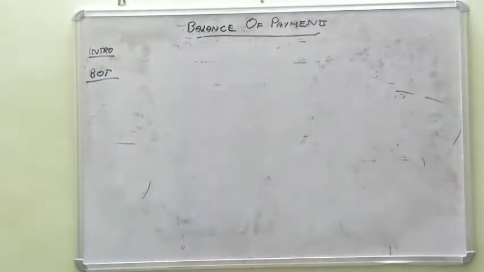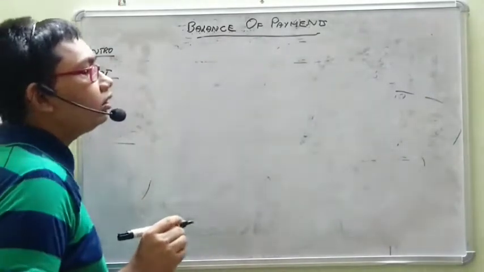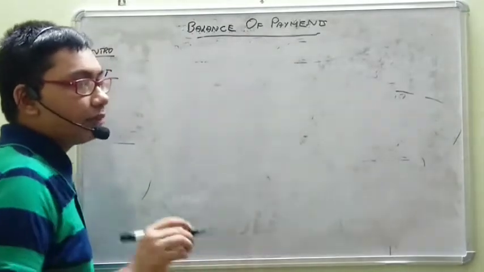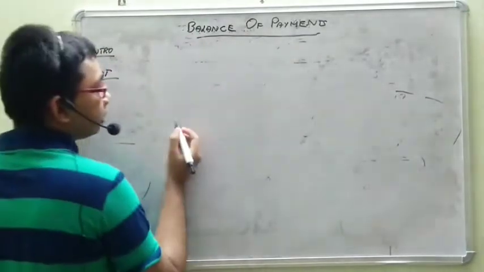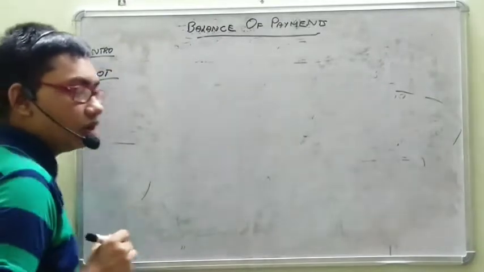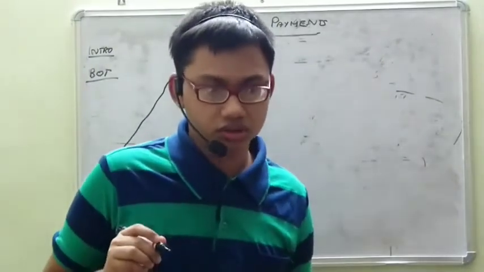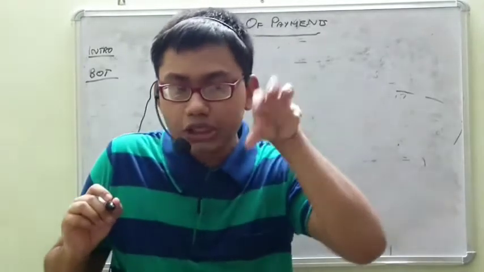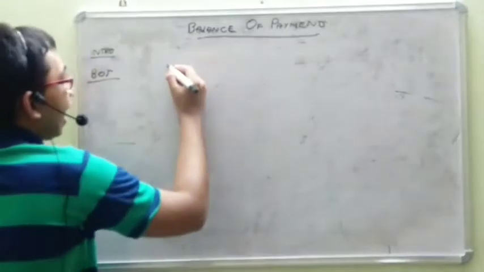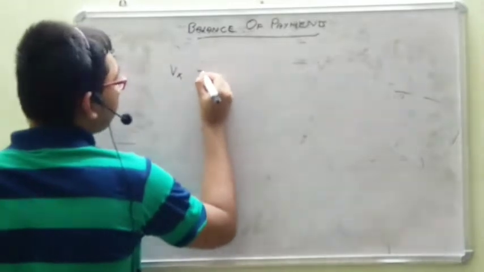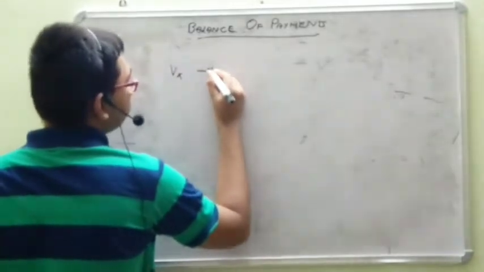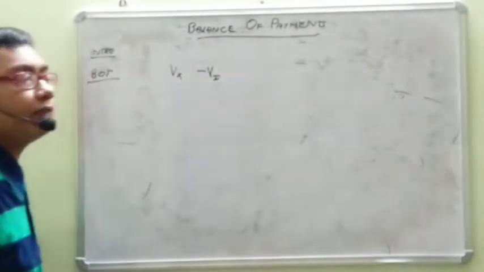Now, how do we calculate balance of trade? It is not just exports minus imports. Amount of exports does not mean the number of goods. It means the value of the goods. That is, value of export minus value of import.